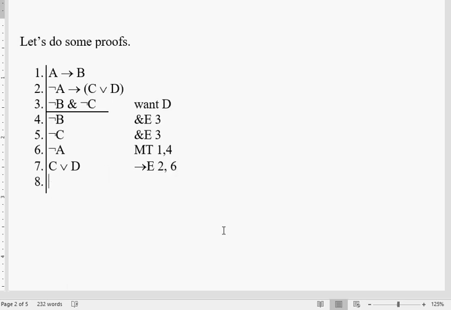Okay, now lines 5 and 7 have disjunction elimination form, so I could get D. And I could write disjunction elimination. This pattern of it: line 7 says that an OR statement is true, C or D. Line 5 says that C is false, not C, so D must be true. You could here write 7, 5, but if you want to write 5, 7, that's fine with me. And that's the proof.